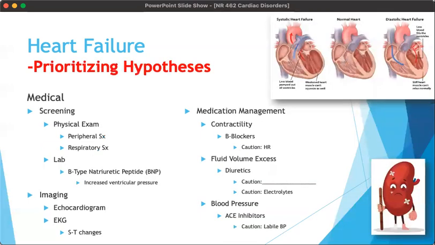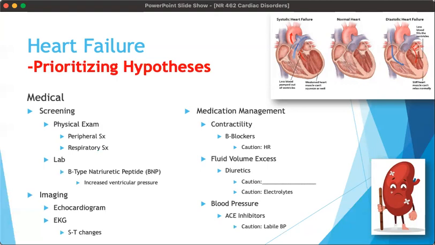When you talk about prioritizing hypotheses, on the physician side it's kind of a complicated picture. There's a lot that goes on on the physician side for managing and identifying heart failure. First comes screening. A lot of the data and diagnostics for heart failure comes from physical exam, so they're looking for peripheral versus respiratory symptoms. That can help identify whether it's a left-sided versus a right-sided heart failure presentation.